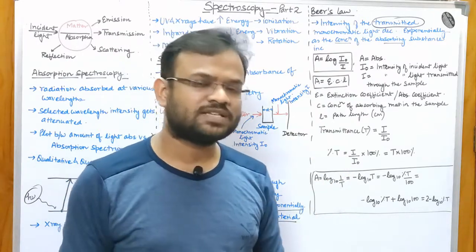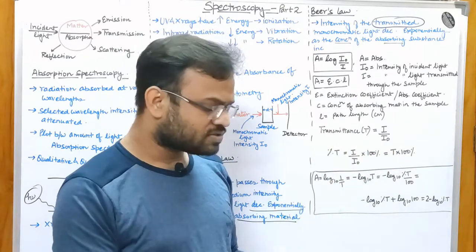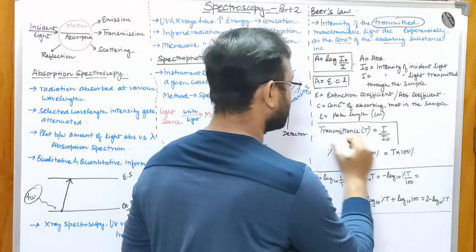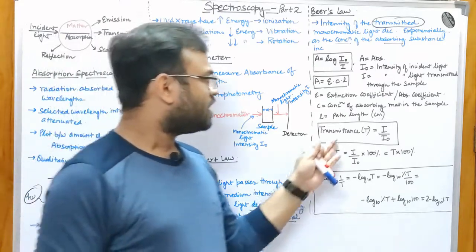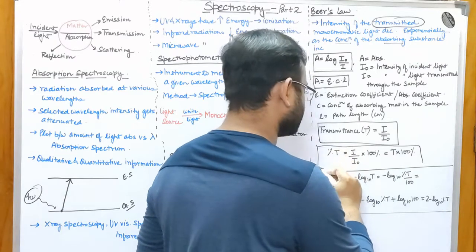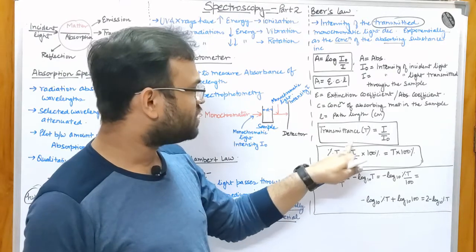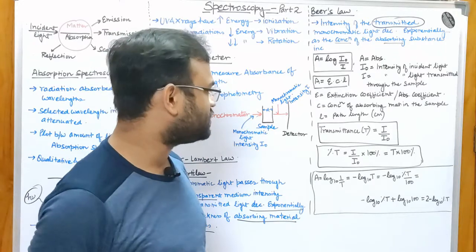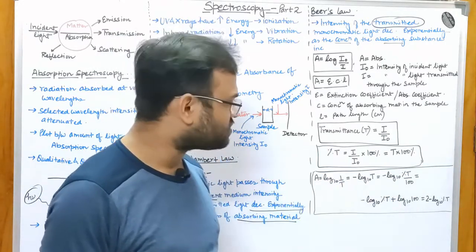There is a formula for transmittance as well. T is equal to I by I0. Remember, over here there is no log value. So transmittance can simply be written as I by I0. Another value that you should be aware of is percentage T, percentage transmittance. It just means that the previous value of transmittance, I by I0, is multiplied by 100. T into 100 would give you percentage transmittance.